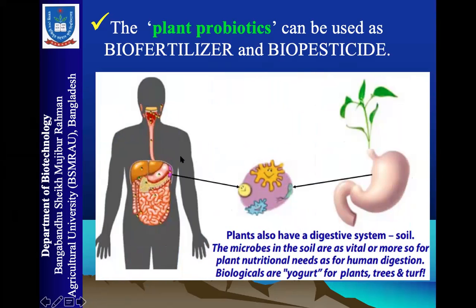Probiotic microorganisms live in the guts of humans. Similarly, they are living in the rhizosphere as well as the phyllosphere. Plants have no intestine, but the rhizosphere is a very important place. And without microorganisms, we cannot get any plant product.